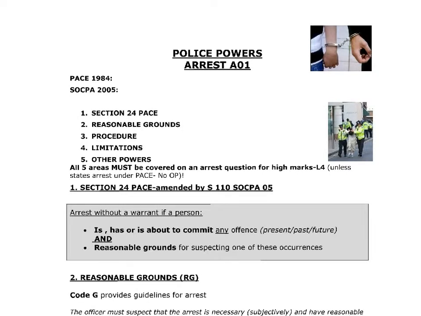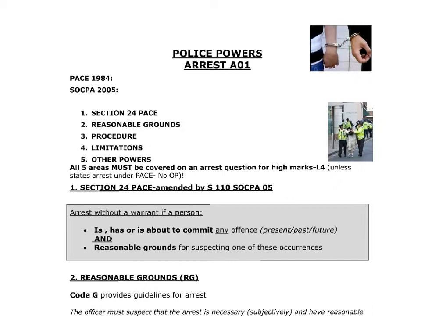Right, so this is arrest. The format, as you can see from the top of the page, is exactly the same as stop and search. So in the exam, you're writing about 5 different areas of arrest. As you can see at the top, you've got your 2 relevant Acts of Parliament there. So Police and Criminal Evidence Act, needs filling in there please.